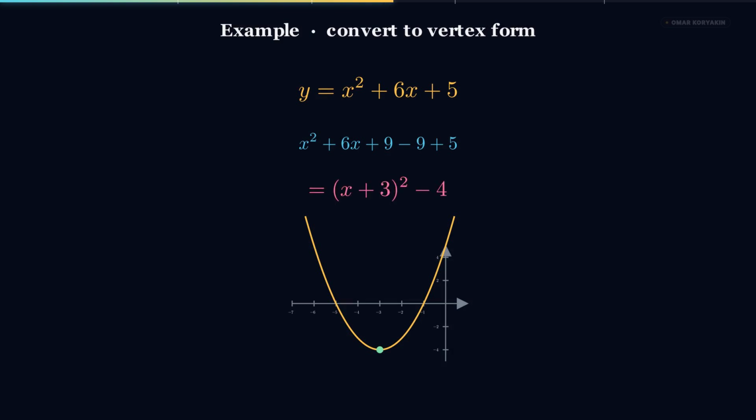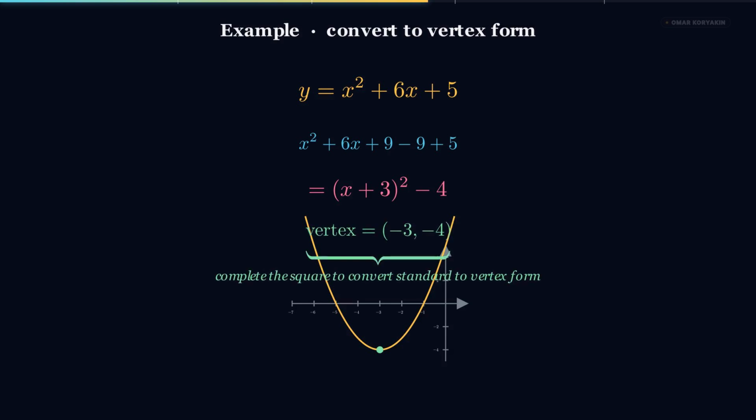Group the perfect square and combine the constants. The first three terms factor as x plus 3 all squared. The remaining constants combine. Negative 9 plus 5 equals negative 4. Read off the vertex. Y equals x plus 3 all squared minus 4. So h is negative 3, k is negative 4. The vertex is at the point negative 3, negative 4, the parabola's minimum.